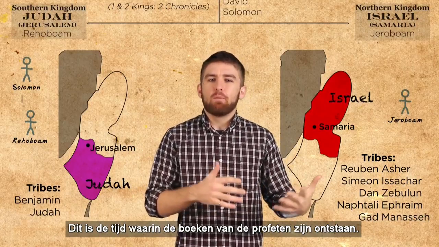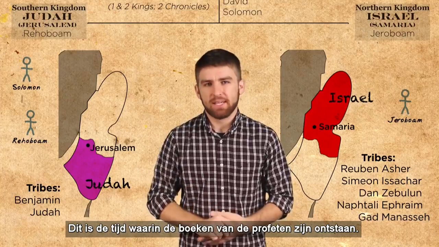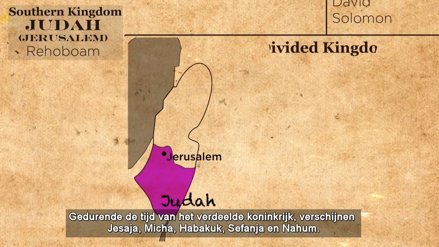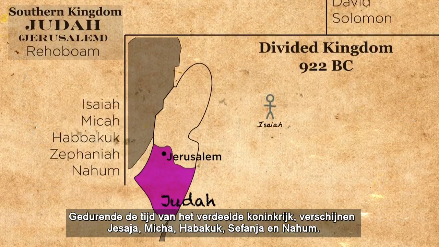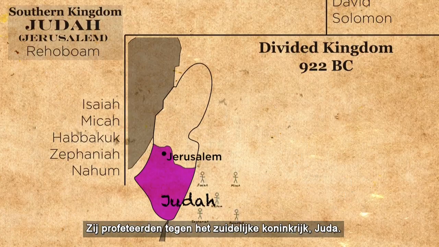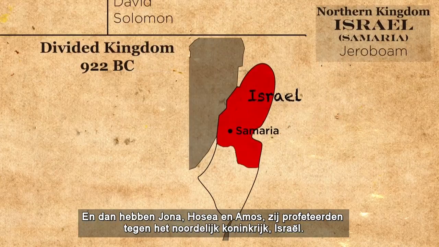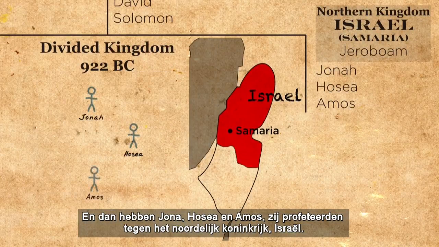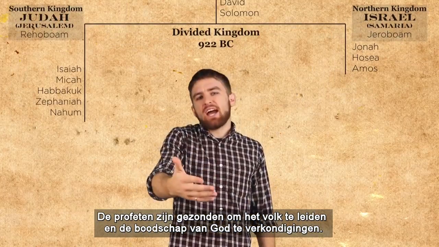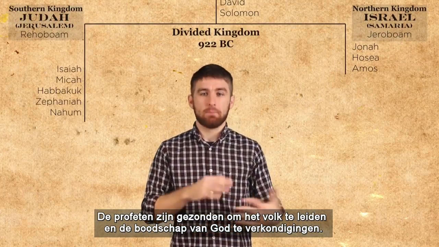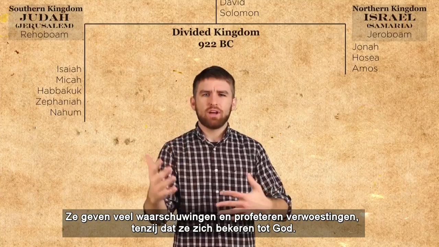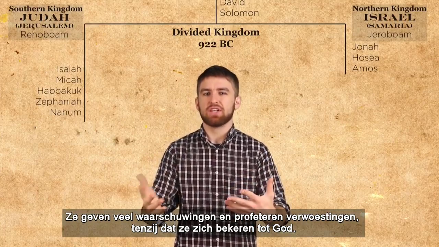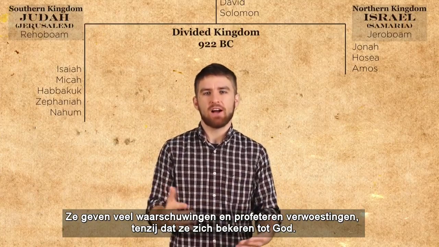This is the period of time when the books that we know of as the prophets begin. During the divided kingdom era, we have Isaiah, Micah, Habakkuk, Zephaniah, and Nahum who prophesy to the southern kingdom, Judah. And then we have Jonah, Hosea, and Amos who prophesy to the northern kingdom, Israel. The prophets are sent to guide God's people and deliver his messages to the people. They give a whole lot of warnings promising imminent destruction unless the people repent and follow God.